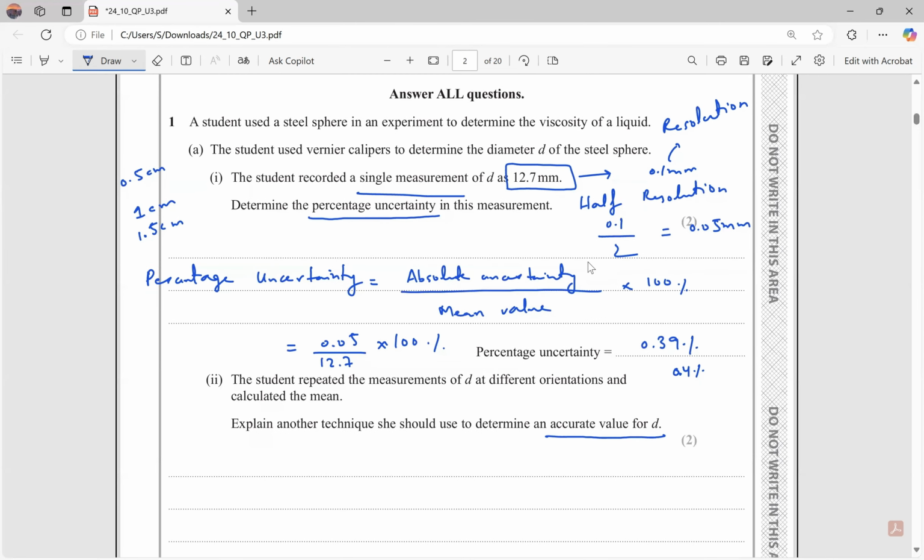Whenever you operate a vernier calipers or a screw gauge, the first thing you should always do before taking your measurement, before even placing the sphere in the jaws of the vernier calipers, is find out the zero error. And how do you find that out?